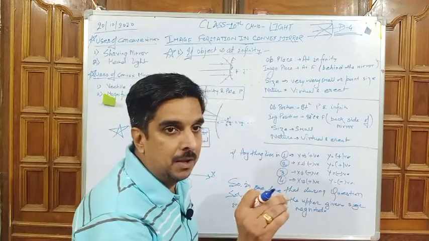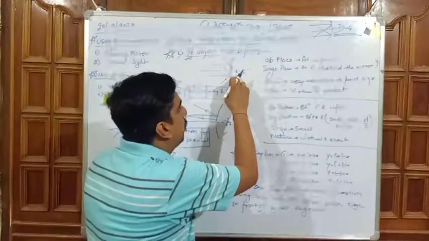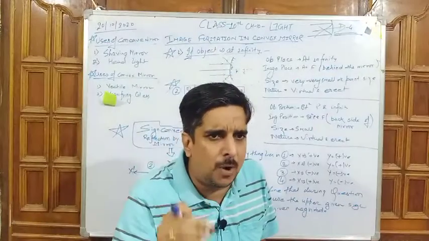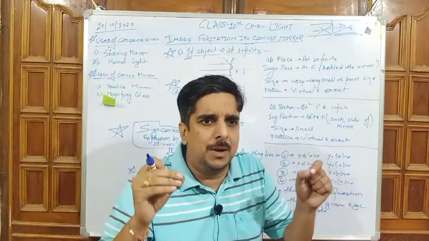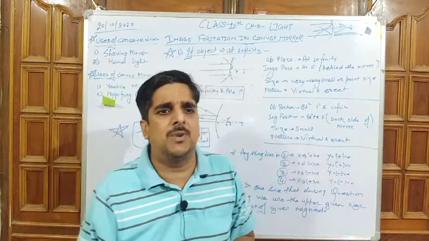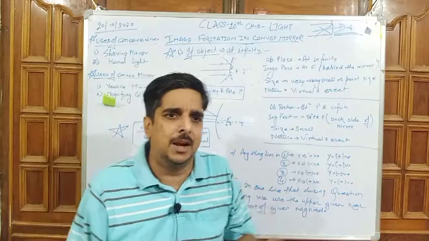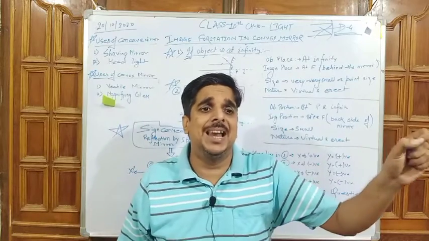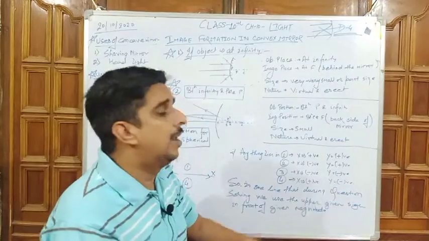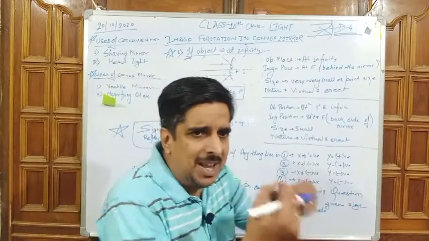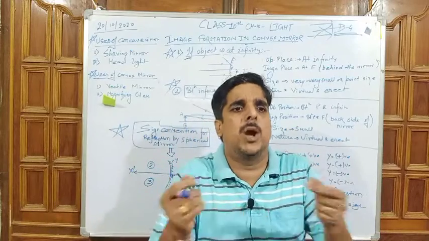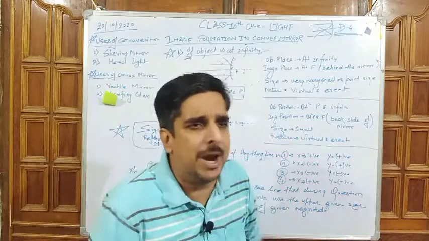Simple, because both rays will intersect each other at point F. It means what? The size will be very, very small. In technical terms, highly diminished. It means very, very small. In other words, if the thing is very, very small, we can consider it as a point size.